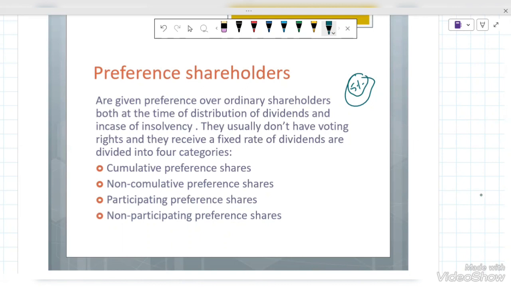But if it is about the ordinary shareholders, they can get a large amount from the profit of the business, because there is no fixed percentage involved in their dividends.